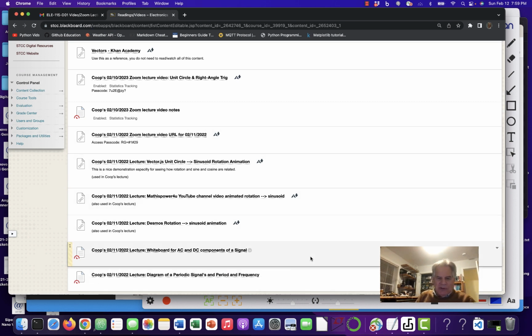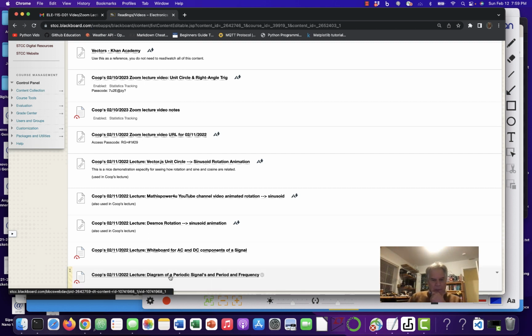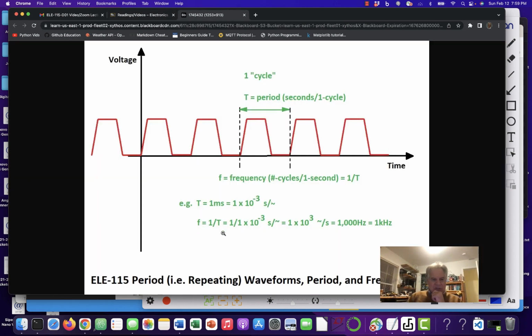situation here. One of the first things we talked about in lab was periodic signals, and this is just something to review about periodic signals. When you have repeating waveforms, whether they be sine waves or some other repeating waveforms, in lab we talked about ramp or sawtooth waveforms, triangular waveforms, square waves. This one is kind of square waves.